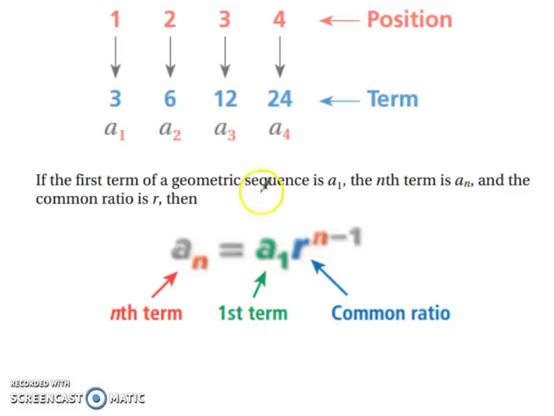So let's take a moment and look at the numbers that we have up here. We have 3, 6, 12, and 24. So say we want to find what the 8th term is.